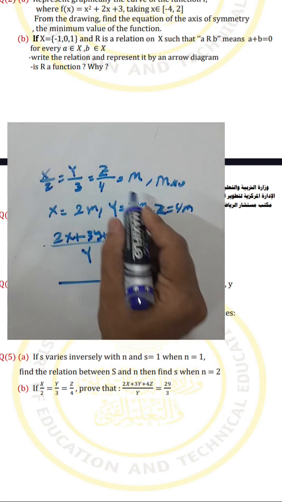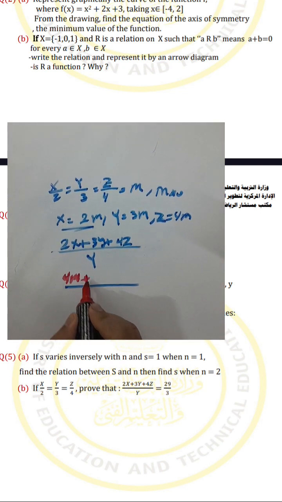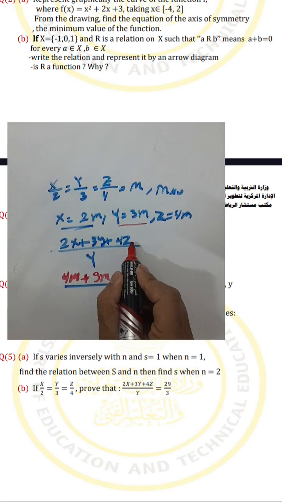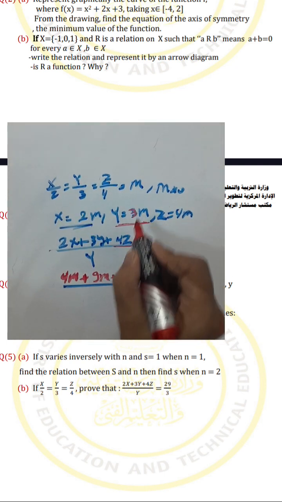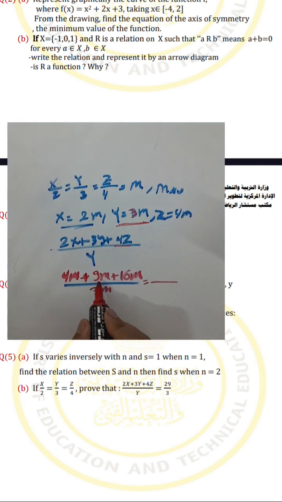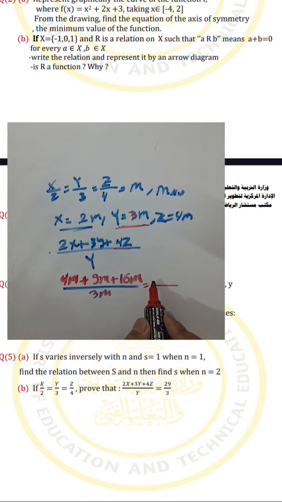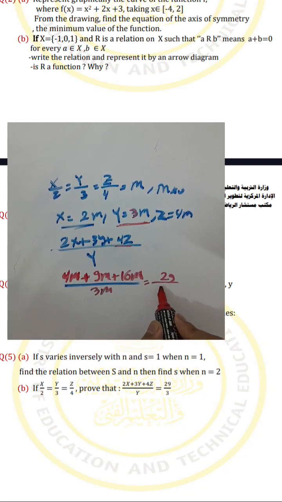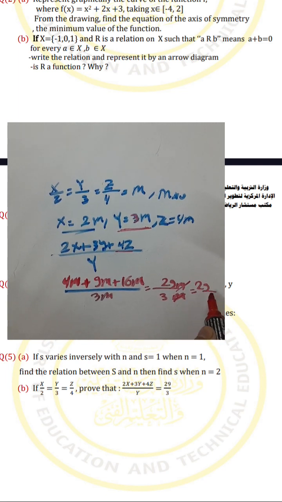Put here x equals 2m, 2 times the value of x, 2m, will be 4m, plus 3 times y, y equals 3m, 3 times 3 equals 9m, 4 times z, 4 times 4 equals 16m, over y, y equals 3m. 4 plus 9 is 13, 13 plus 16 equals 29, over 3. Cancel m by m, then the result will be 29 over 3. It's exactly the result.